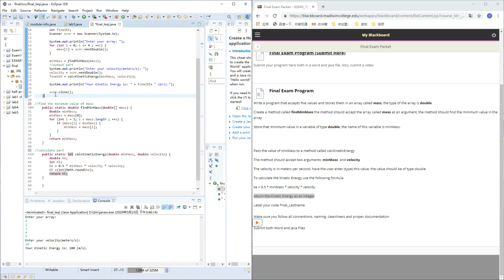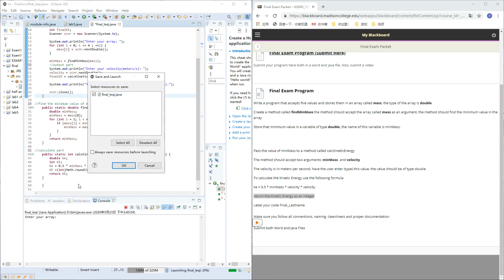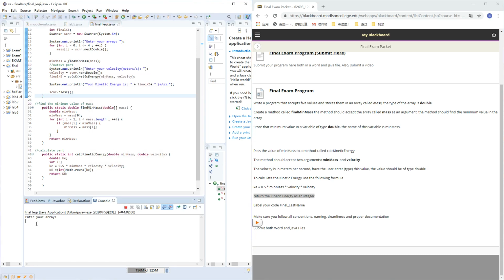So now we can try it. Why don't we just try it? Enter your array. I just want to make the minimum value of the mass 2. So I'm going to enter 2 and 3, 4, 5, 6. Other than 2, the rest of them are not important because we just need to find the minimum one, which is 2. So now we have our mass, which is 2.